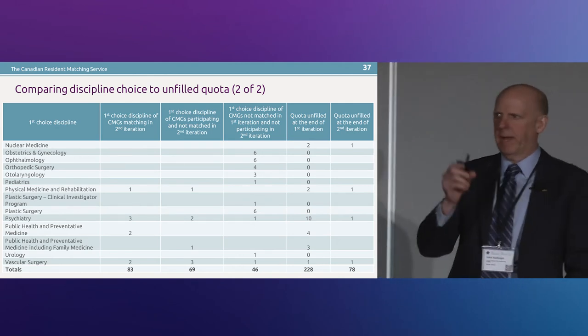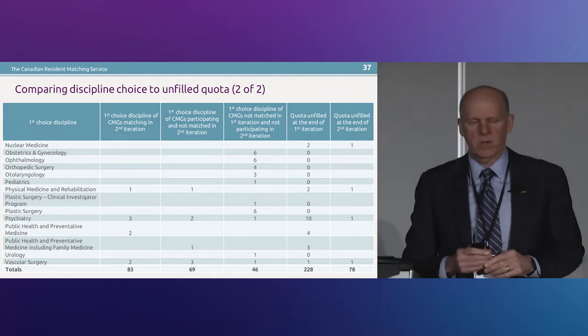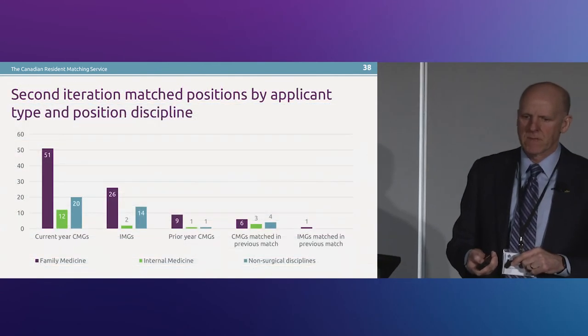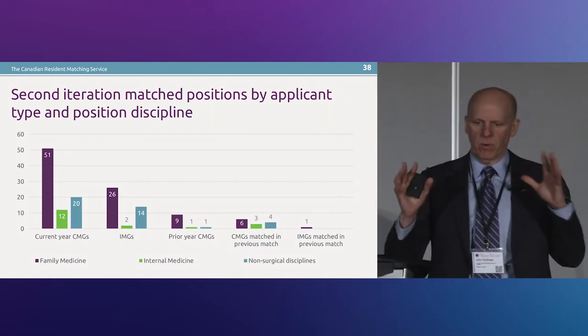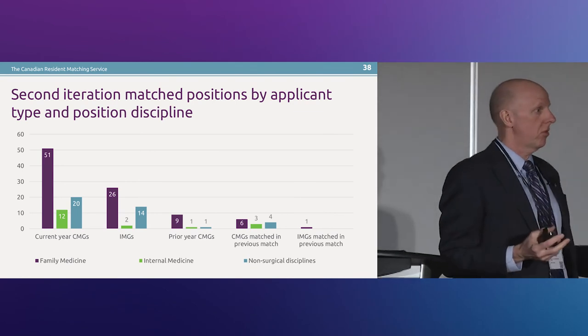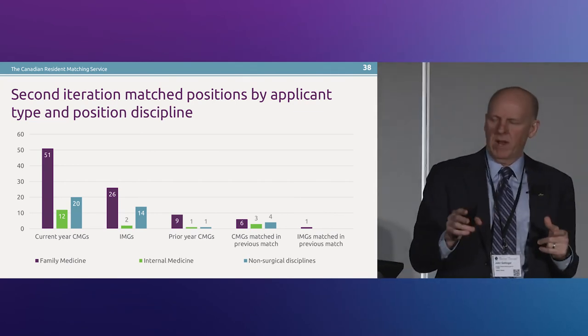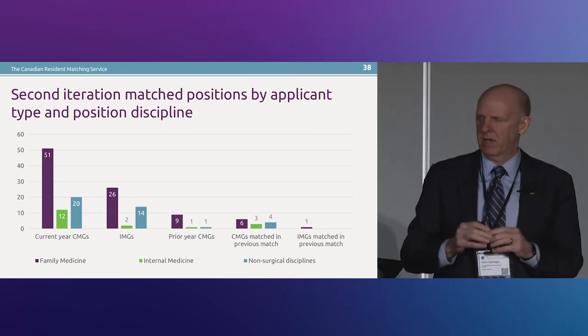So you'll be able to unpack all this in your own time. And then the 228 positions that were unfilled in first and 78 in second. This is a breakdown of the three groupings, because there were no surgical disciplines positions available in second iteration. So this is a breakdown of who filled which positions in those three groupings.